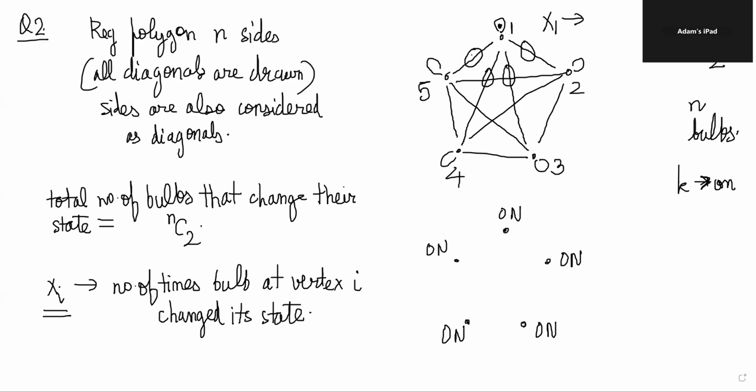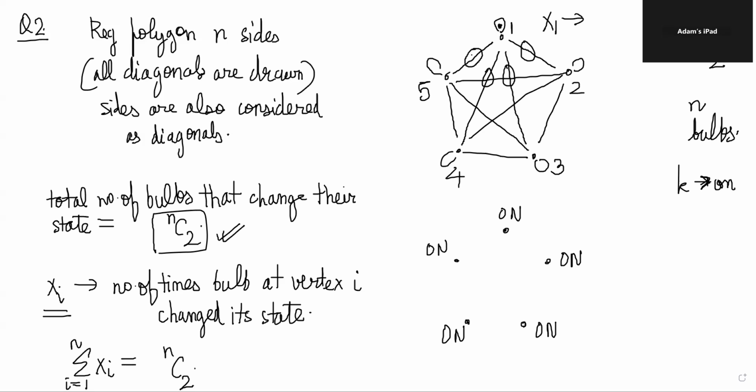Now if you add up all the changes of state of all the bulbs, it should add up to the total number of changes of state, right? So if you do the summation of xi, where i goes from 1 to n, it should add up to NC2, because this is the number of times you are changing the state of any bulb. Because you have to delete this many diagonals. So we have this connection: the sum of all the xi's is equal to NC2.